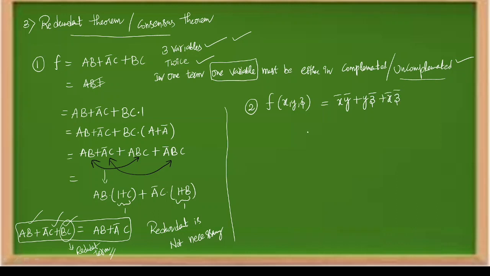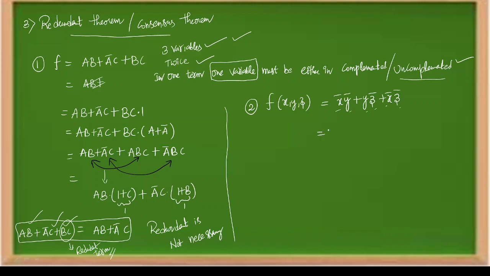Here if you see this switching function, you can understand that it has all three variables x, y, and z. Each variable is repeated twice: x is repeated twice, y is repeated twice, z is repeated twice. And in this term, one variable is in uncomplemented form. Here y is in uncomplemented form. Then you can apply this redundant theorem to this switching function to reduce it.